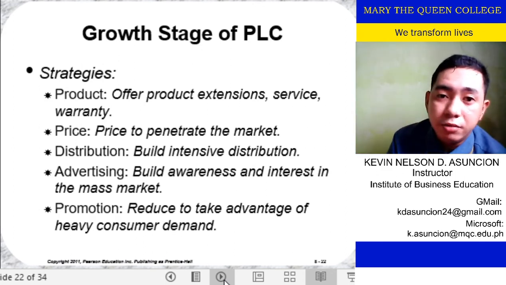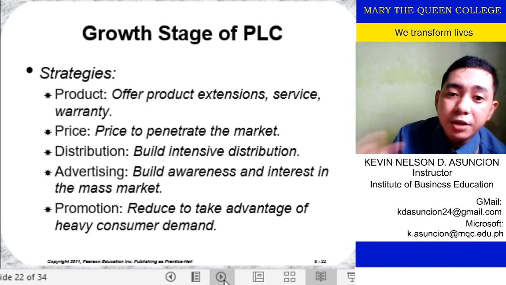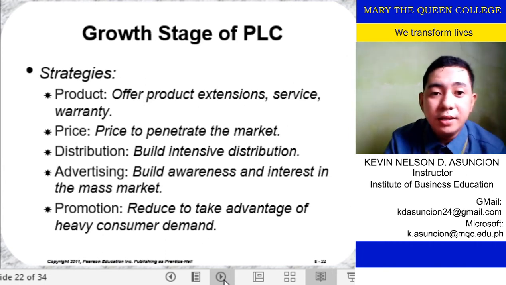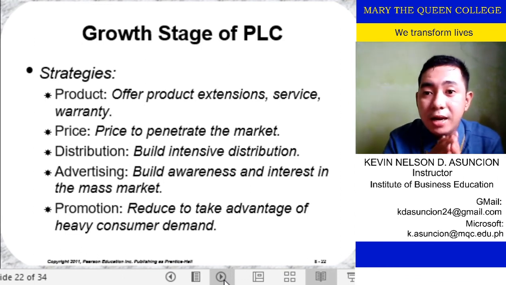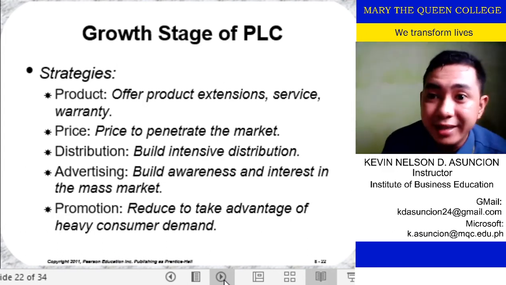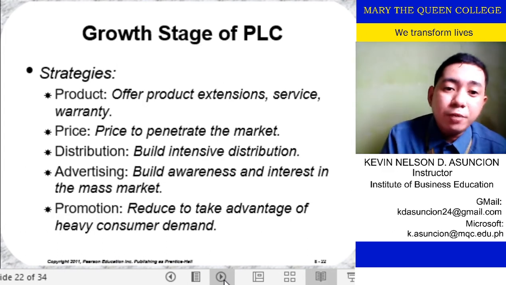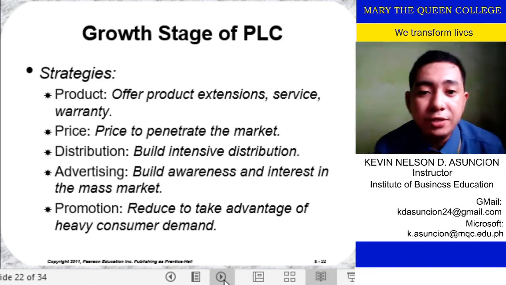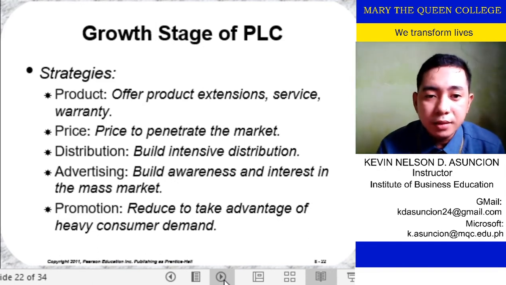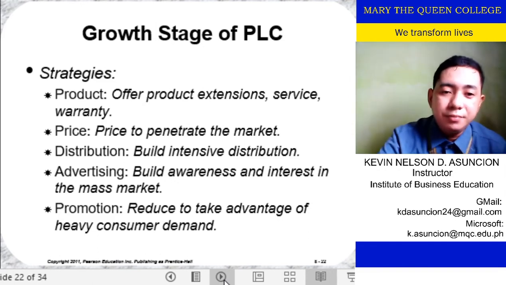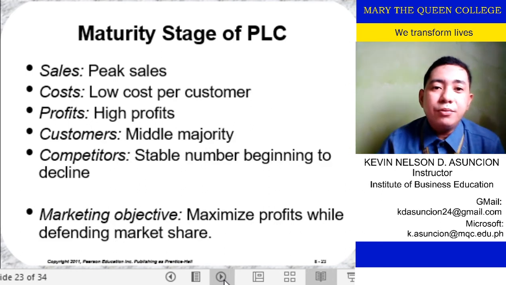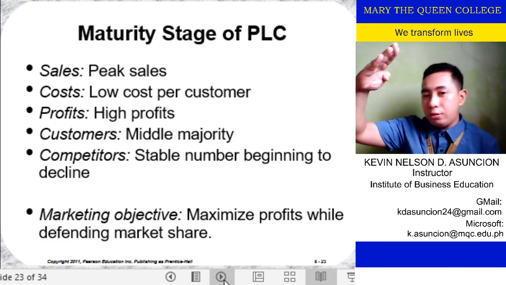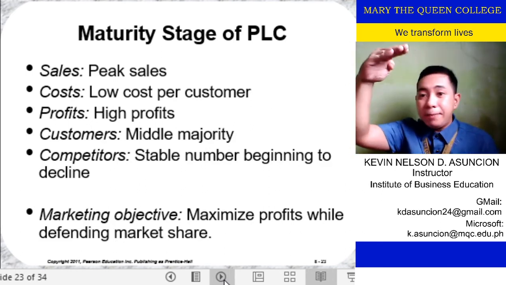You'll be available to anywhere. Build awareness and interest to the mass market. So, mas makilala ka. Kasi nga, lumalaki na yung market mo, kaya kailangan mo rin mag-advertise better. Mas malaki. Aside dun sa awareness, but also the interests. And promotion is to reduce to take advantage of heavy consumer demand. Okay. So, we go now to the maturity wherein you get to be there at the peak.